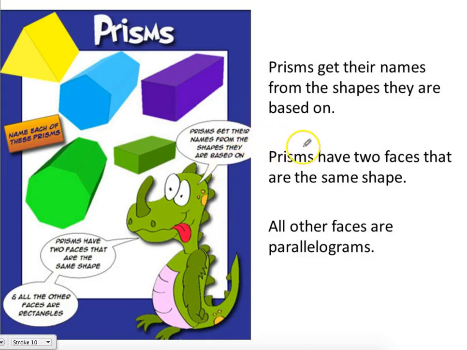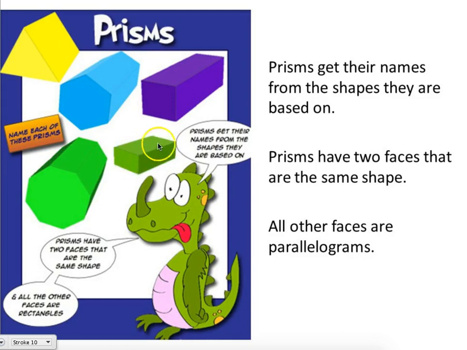So prisms have two faces that are the same shape. Those are called the bases, and that's what we base the name of the prism on. So if you look here, there's a polygon that has 1, 2, 3, 4, 5, 6 sides. There's only two faces that are going to have 6 sides. The rest of the faces are just rectangles. A polygon with 6 sides is called what? It's a hexagon, for those of you who need a reminder.